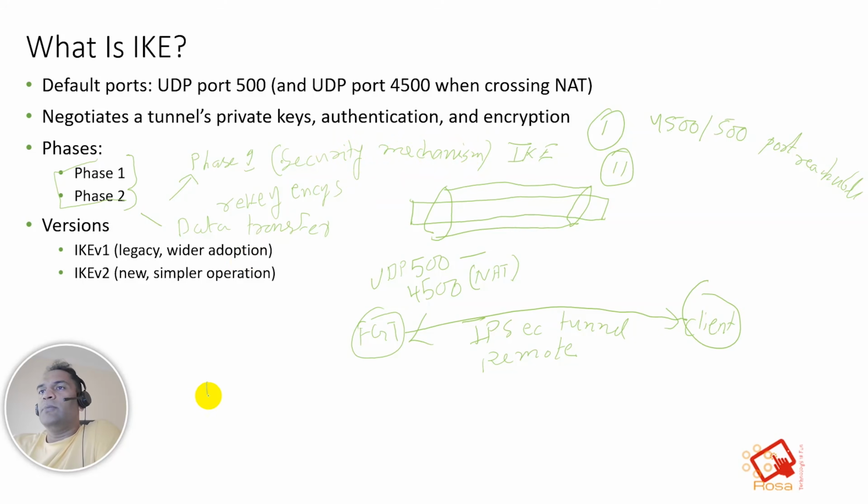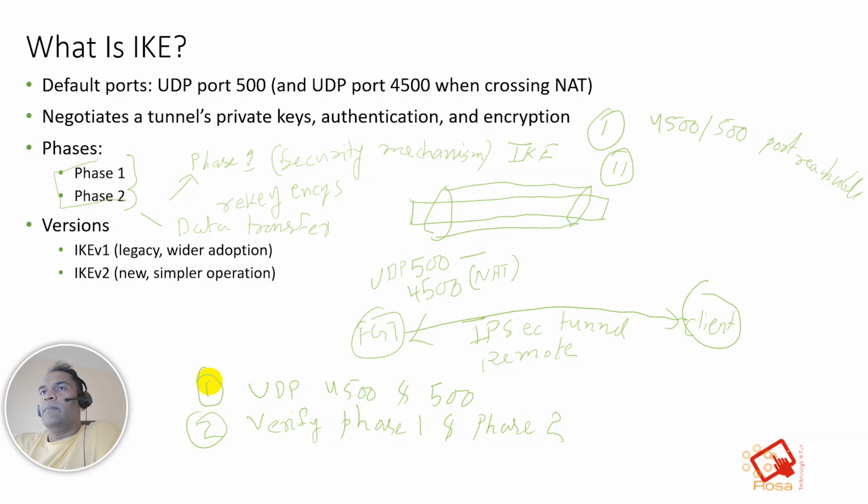So what you have to check is UDP 4500 and 500 connectivity between the client and the FortiGate, and verify phase 1 and phase 2 parameters. Okay.